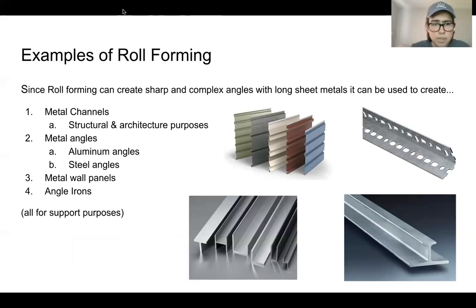Some examples of roll forming. Since roll forming can create sharp and complex angles with long sheet metals, it can be used to create metal channels, metal angles, metal wall panels, and angle irons, and all these are mainly used for support purposes in architecture or structural purposes. That was our presentation.